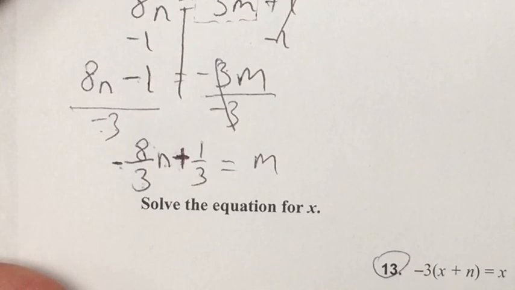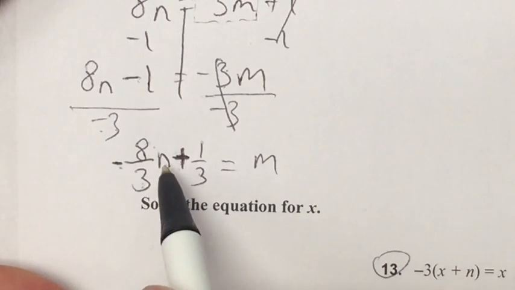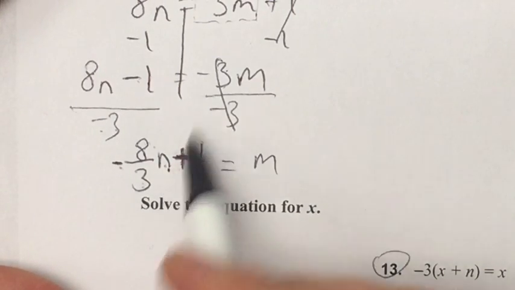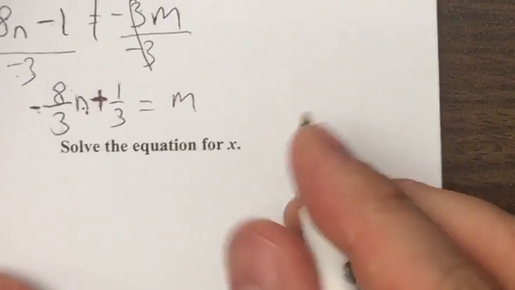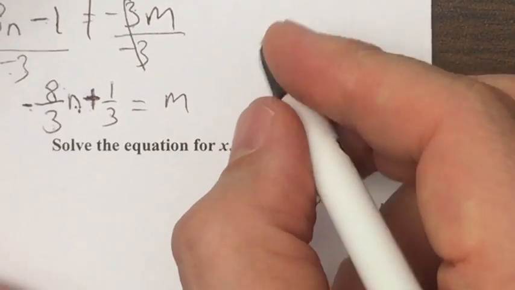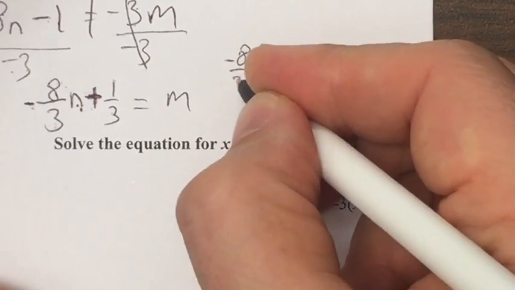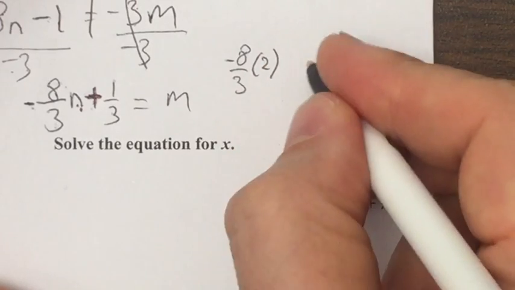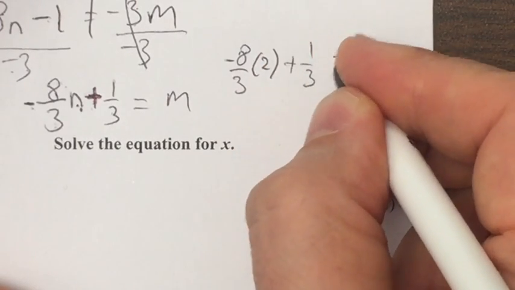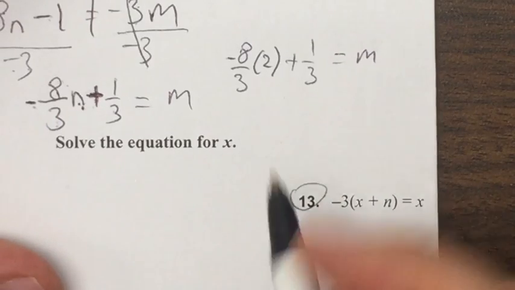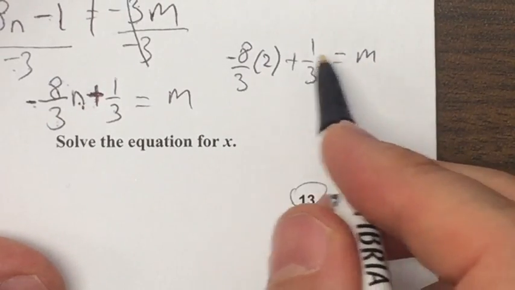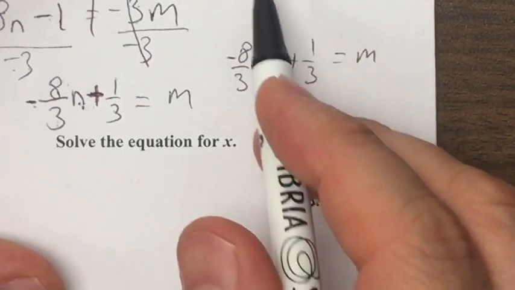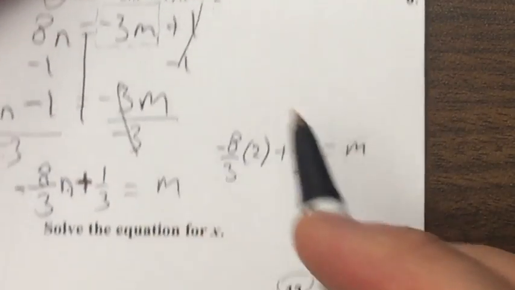Now, what can we do here? We know the value for n. They're telling us here n is going to be 2. So I plug in a 2 here, and I go ahead and solve that. I'm going to go ahead and write it over here to the side. Negative 8 over 3 times 2 plus 1/3 equals m. Okay? And again, if you had this in the calculator, at this point you could just do NSOLVE because you only have one variable now that you've plugged in the 2 for the value of n.